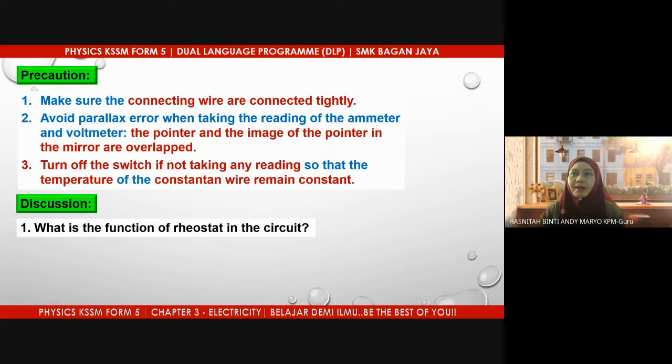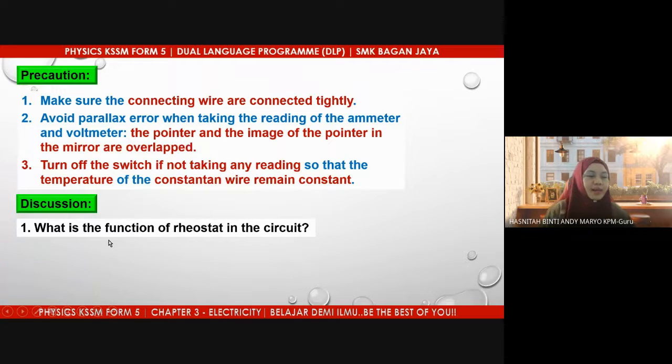And third, you can write, turn off the switch if not taking any reading. So this is to ensure the temperature does not increase, so we can maintain the temperature throughout this experiment. Okay, so are you done with the precaution? If you are hardworking, you can write all three, but if you think it is not necessary, write any one of these precautions. Okay, students.